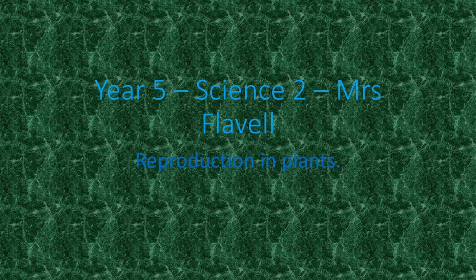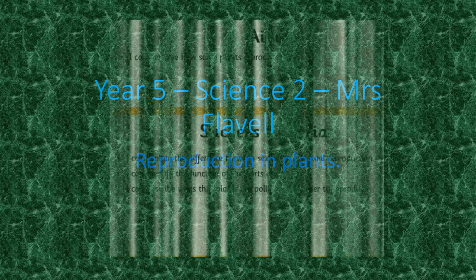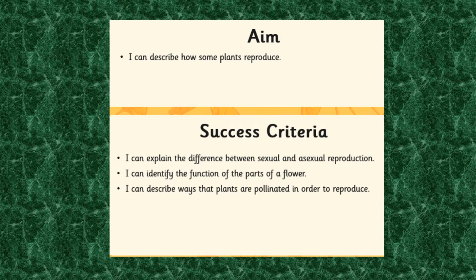Mrs. Flavell here, and we're going to do some science work on reproduction in plants. Now, there are one or two words in here you'll probably just have a little giggle about as you use them, but they are the correct terms for this part and process of plant reproduction. By the end of this, you'll be able to describe how some plants will reproduce, explain the difference between sexual and asexual reproduction, identify the function of the parts of a flower, and describe ways that plants are pollinated in order to reproduce themselves.